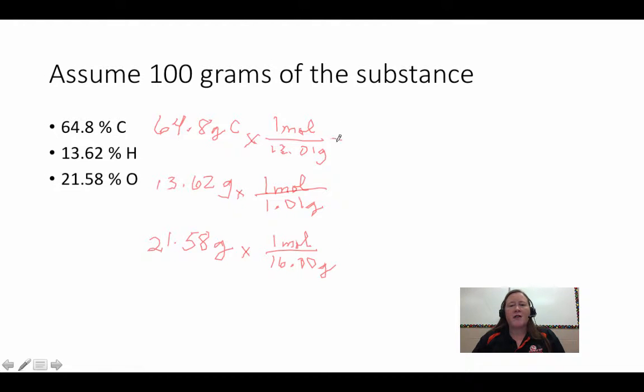When we do the calculations, we will get the number of moles of each substance. So for the first one, looking at my reference sheet, we will get 5.40 moles of carbon. We will get 13.49 moles of hydrogen, and we will get 1.35 moles of oxygen.